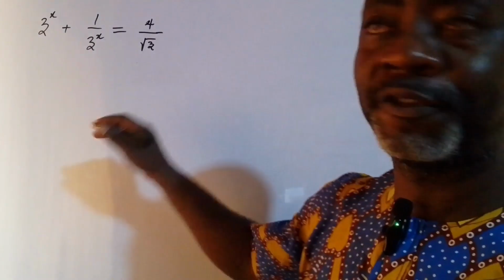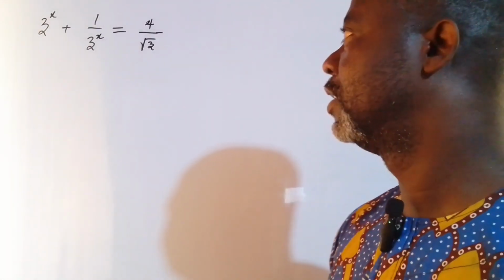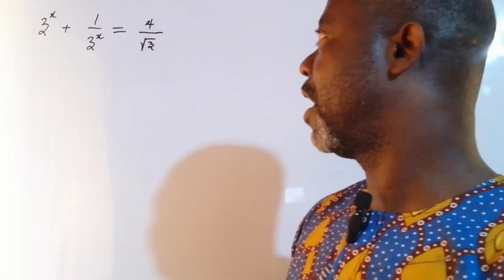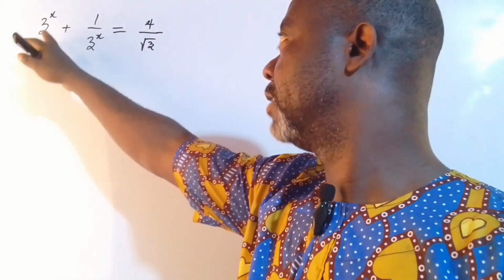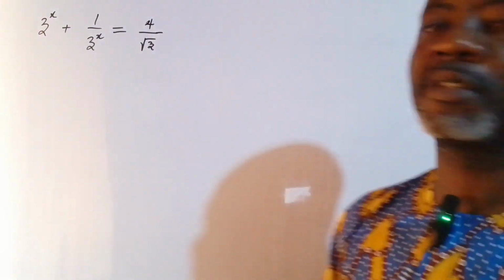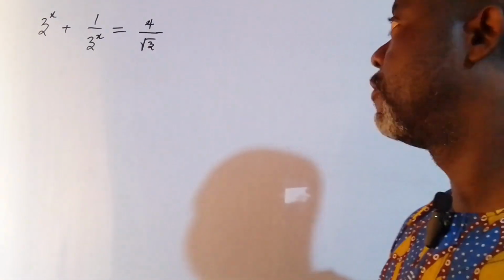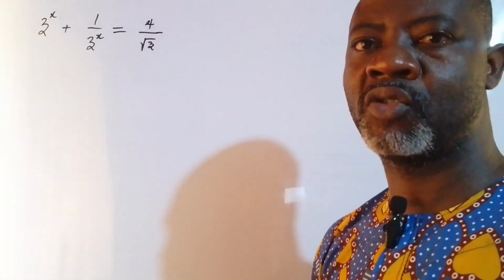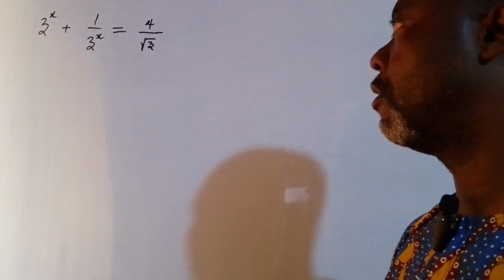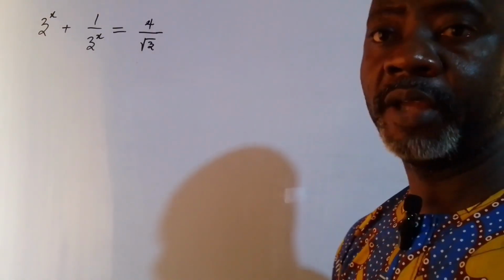Here we have this beautiful exponential equation. We're going to solve it right away, and the question is 3 to the power of x plus 1 over 3 to the power of x equals 4 over root 3. So how do we find the value of x here? Okay, so let's get started.